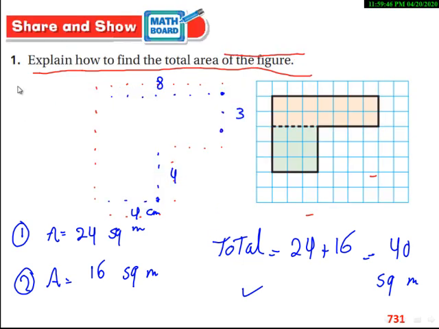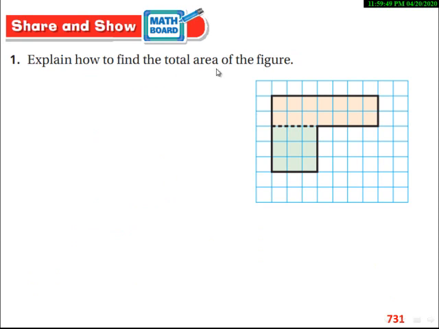Share and show part. Number 1, explain how to find the total area of the figure. I can see this figure, which is drawn on grid paper. First, I should draw a cutting line segment like this. Then count to find the area for each. 1, 2, 3, 4, 5, 6, 7. Here 7, and here 2. 7 multiplied by 2 equals what?